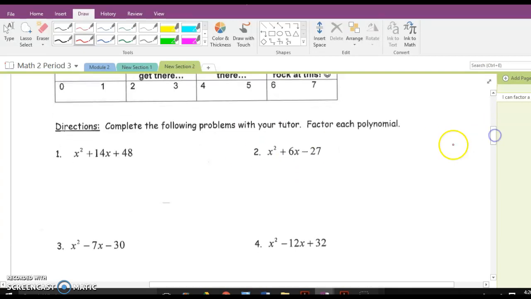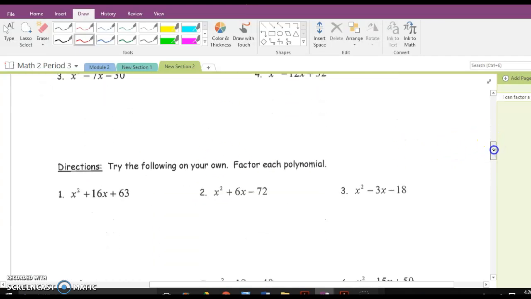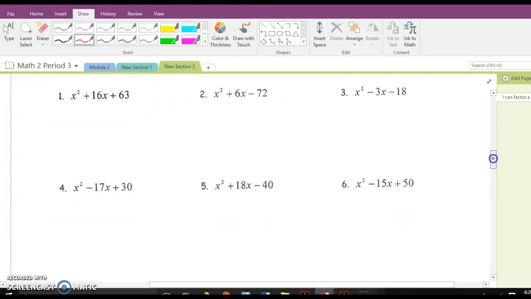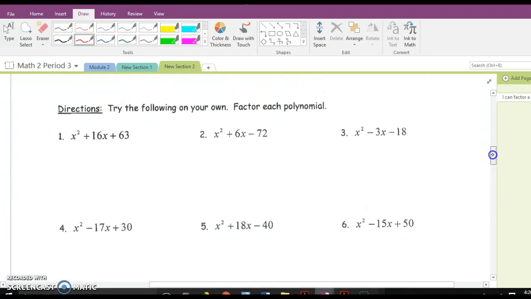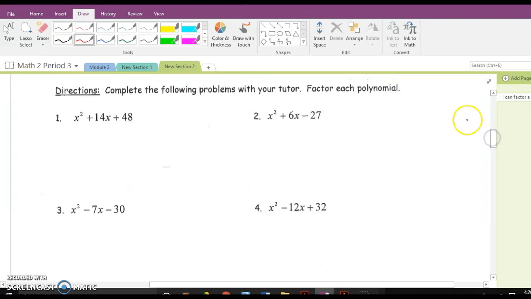And what you're going to do then is you're going to focus on 4 problems that we're going to do together. Then you're going to do 6 on your own and hand it in to the sub. Okay, so here we go.